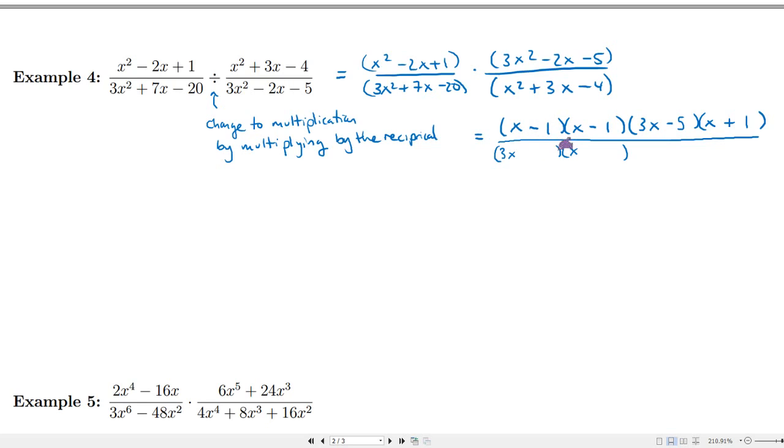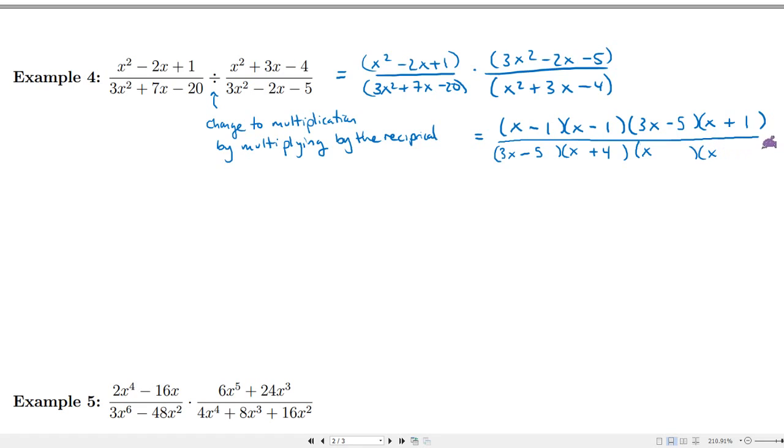3x, so maybe 5 and 4. So what if we had minus 5 and a plus 4 here? Right? So what would that be? So that would give us 12x. And then minus 5x, so that'll be 7x. So that looks good.